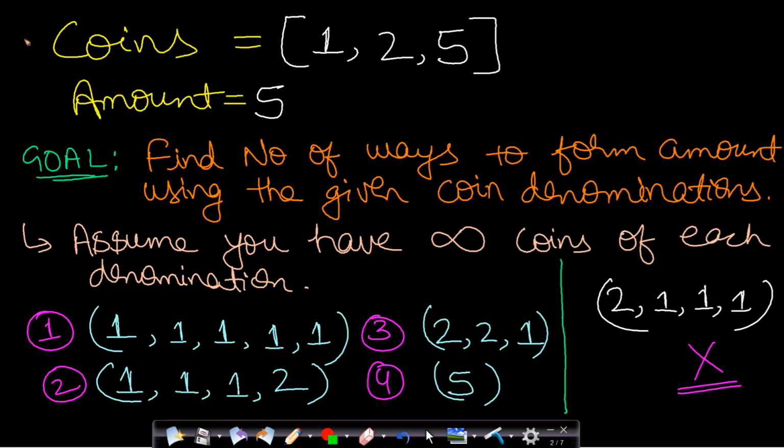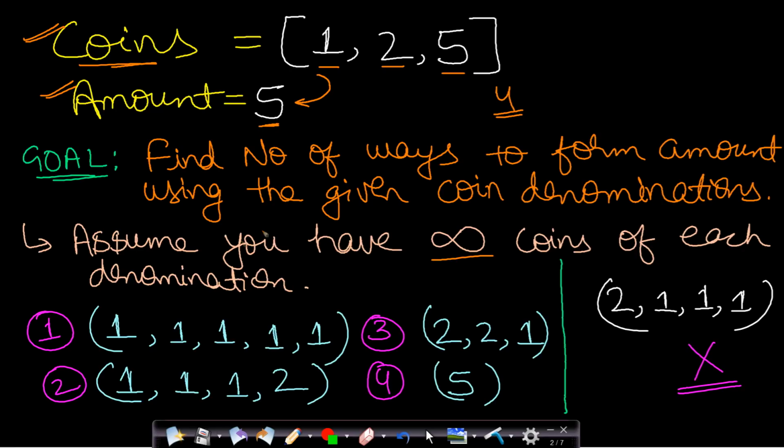So let us assume that you are given some coin denominations. In this case I will take denominations 1, 2 and 5, and we are required to find the amount given, which is 5, that is the number of possible combinations of these coins by which we can reach this amount 5. So our goal is to find the number of ways to form the amount using the given coin denominations, and we need to assume that we have infinite coins of each denomination. Okay, so in this case, if you can see, we have 4 possible combinations in order to use these coins and reach amount 5.